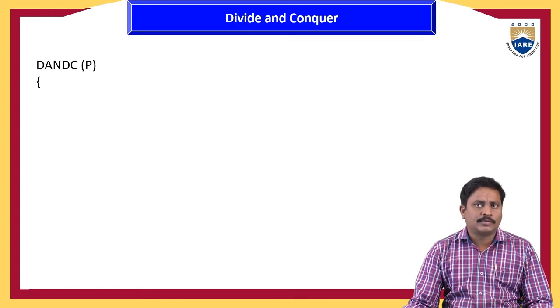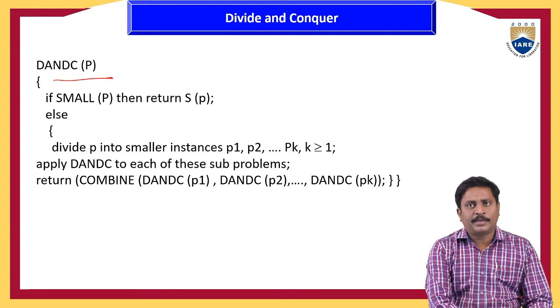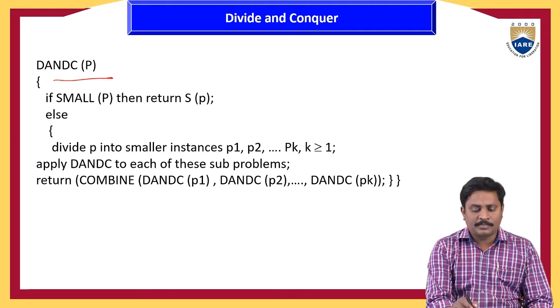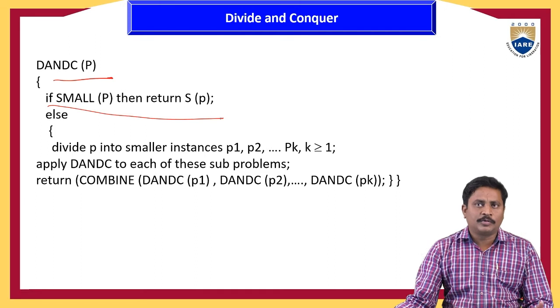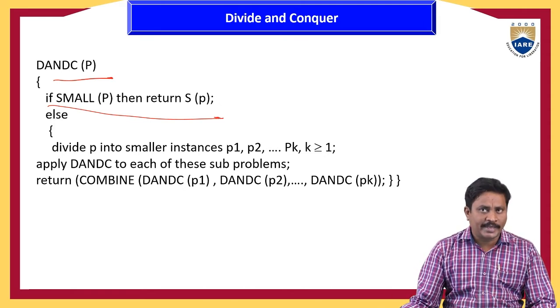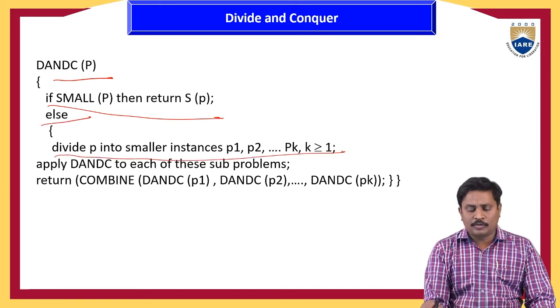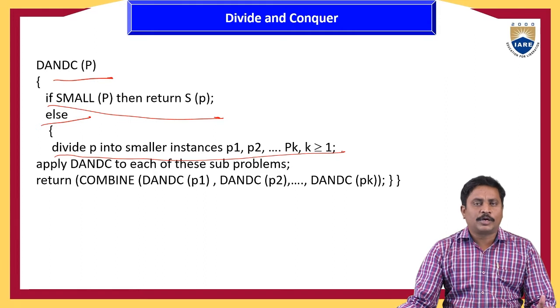Next, you see here the algorithm for divide and conquer. In this divide and conquer of P, P means the problem. This problem is divided into subproblems until P is small. First, we check whether the problem is small or not. If it is a small problem, we directly return the solution of the problem, S of P, meaning the solution of the problem. Otherwise, divide this problem P into smaller problems P1, P2 and so on up to Pk, k greater than or equal to 1.